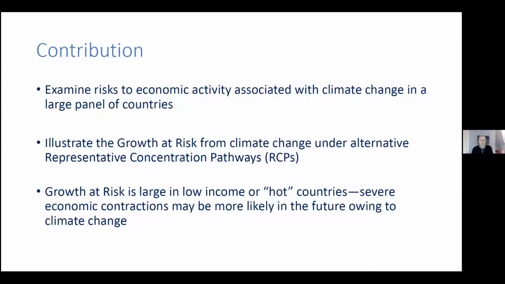These illustrations, I think, are very helpful, right? Because it's hard for folks to grasp. Well, exactly what do you mean that the fifth percentile of growth is going to be lower by X percentage points? What does that look like? And I think the illustrations, the figures, will make it really clear that growth at risk from climate change is large. In particular, growth at risk is very large in low income or hot countries. And in particular, what that means is that severe economic contractions may be more likely in the future owing to climate change. Right? So it's not just that growth will be lower, but that the possibility of growth disasters in any given year will be much higher.